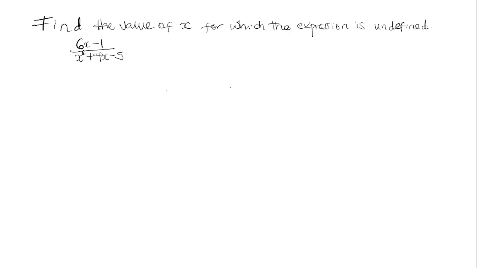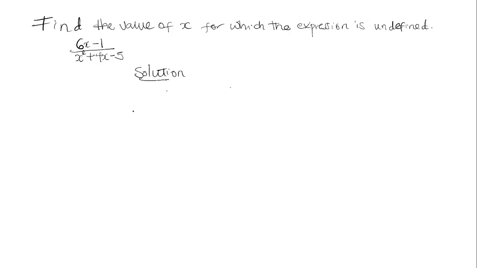Find the value of x for which the expression is undefined. So we have the expression 6x minus 1 all over x squared plus 4x minus 5. This is a WAEC question, and let us solve this together.